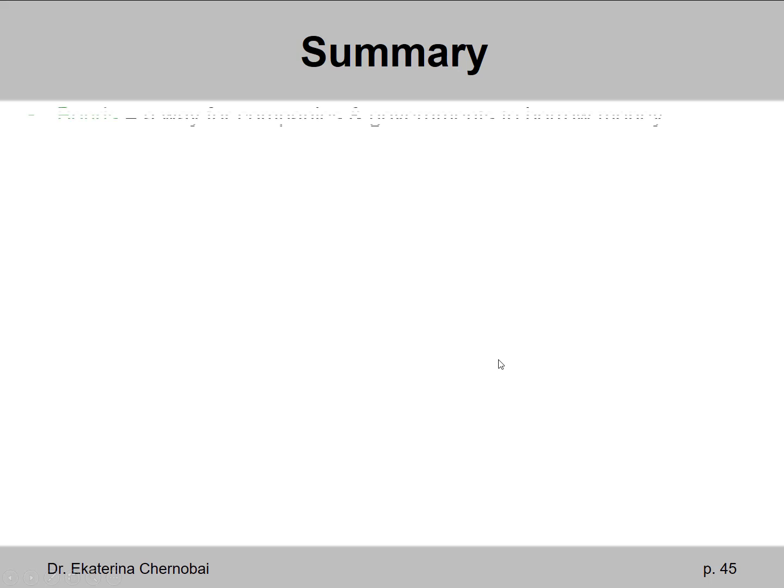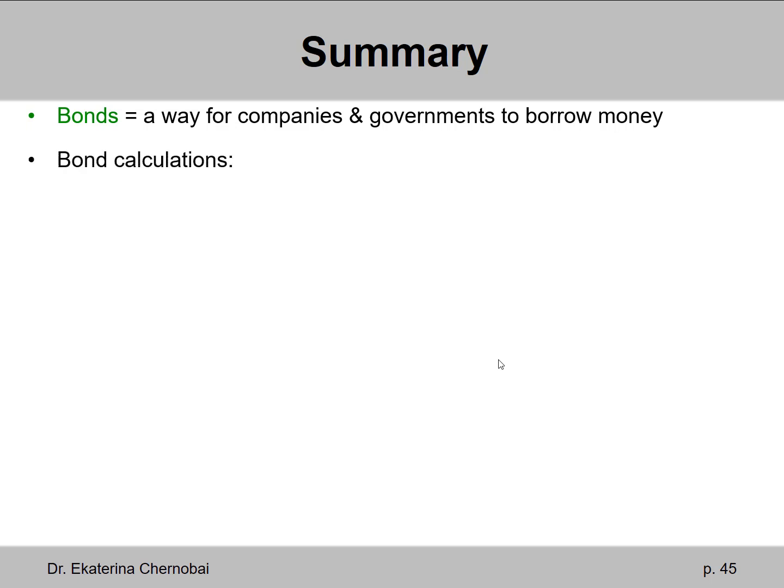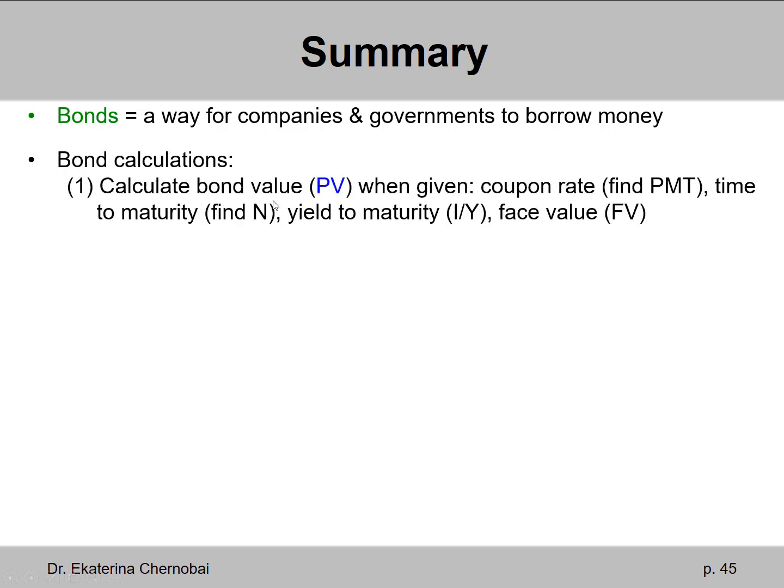Let's summarize Chapter 7. We looked at bonds. That's how companies and governments can borrow money. For bond calculations, we did two important things. How much a bond should sell for, or finding the bond value.